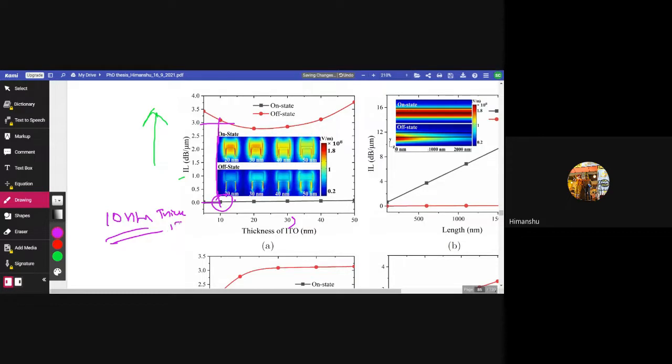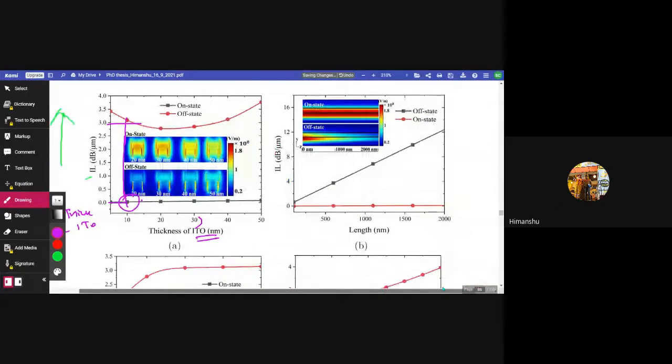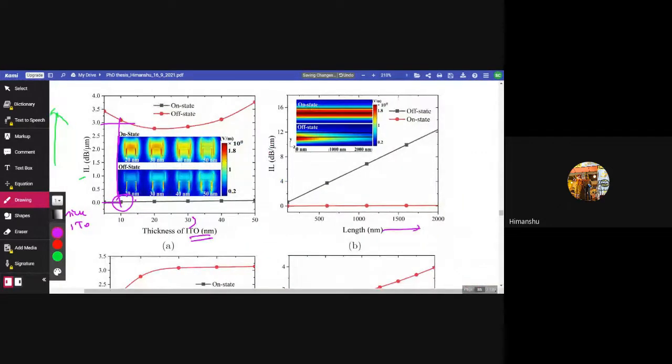And coming to 4.6b, it shows the effect of change in length of the device on the IL. The inset shows the field intensity of the polarized guided mode along the length of the device. Here, with increase in length, the IL increases, as insertion loss is proportional to length, and the inset shows the on-state and off-state of the device.